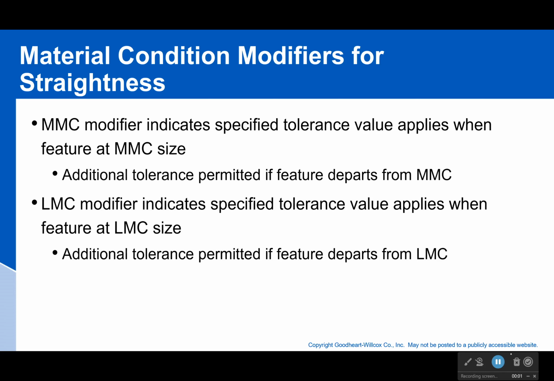Hello everyone, welcome back. So now let's talk a little bit about material condition modifiers and how they affect straightness. We can apply either the max material condition modifier or the least material condition modifier if we're controlling a feature of size with straightness, which will be only cylindrical features of size. What happens is if we depart the least material condition or the max material condition in either of these cases, then I get more form tolerance. I get a bonus tolerance.